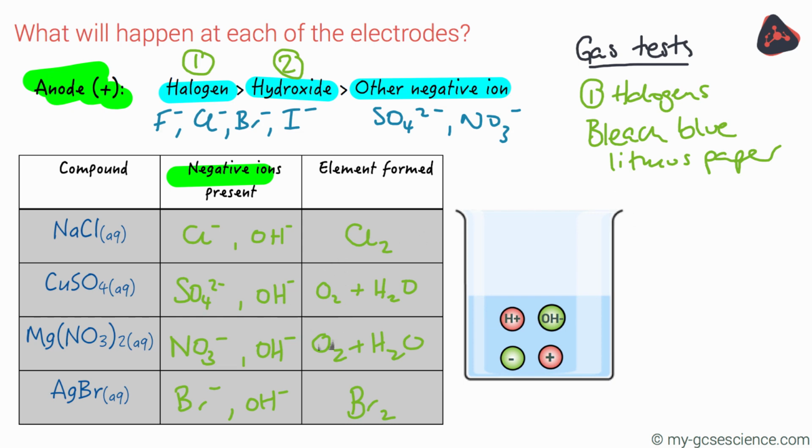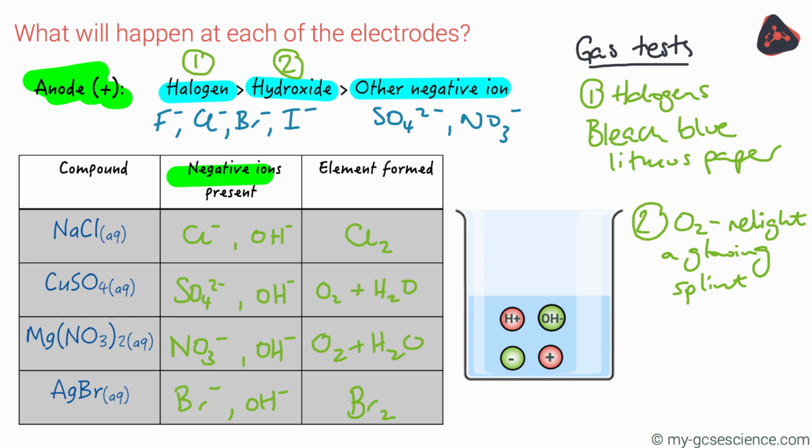The other gas that we're looking for is oxygen, and to test for oxygen, it should relight a glowing splint. In order to do this properly, you should collect the oxygen in a tube and then make sure that none of it escapes. And when you have enough, you insert a glowing splint and it should reignite.